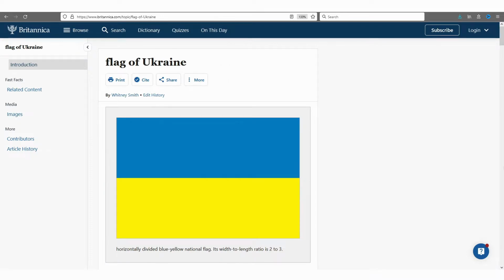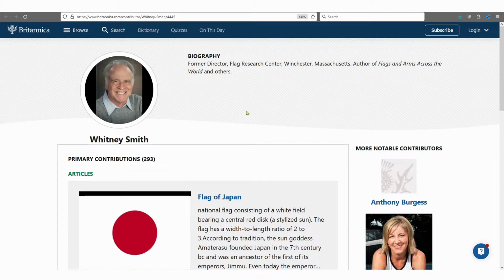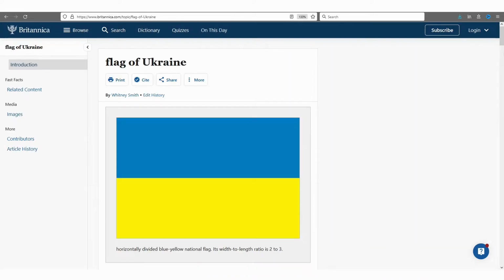So let's talk about the flag itself. A good place to start is this article from Encyclopedia Britannica. This was written by Whitney Smith. For those of you who don't know, Whitney Smith is a well-known vexillologist. He actually coined the term vexillology, which means the study of flags. Vexillo is the Latin word for flag or banner. He's essentially the godfather of vexillology. So let's see what he says about the flag of Ukraine in this article.